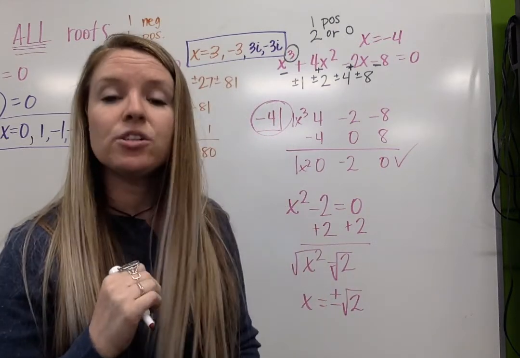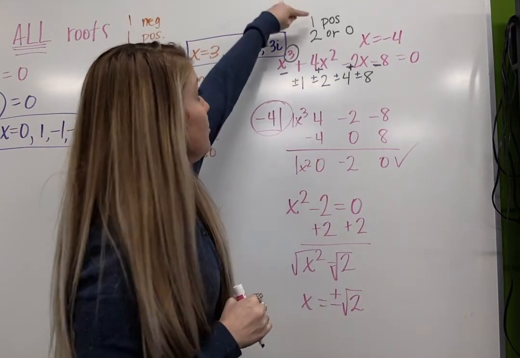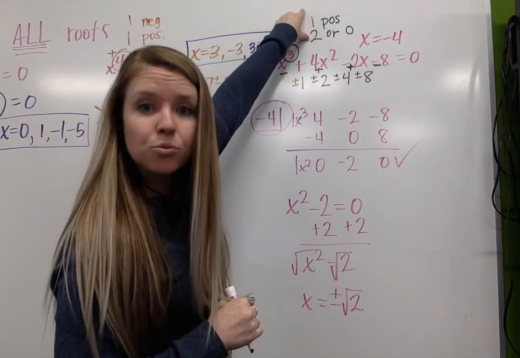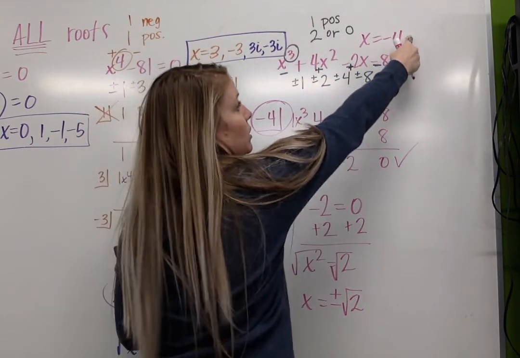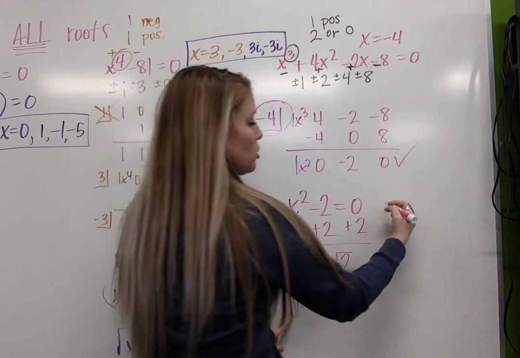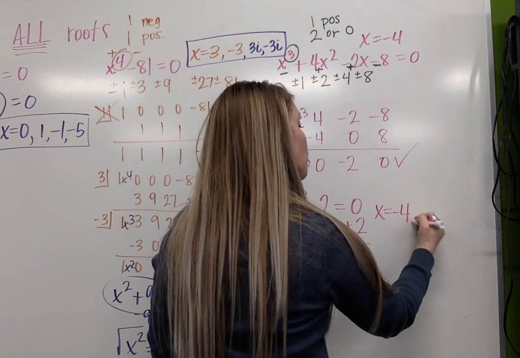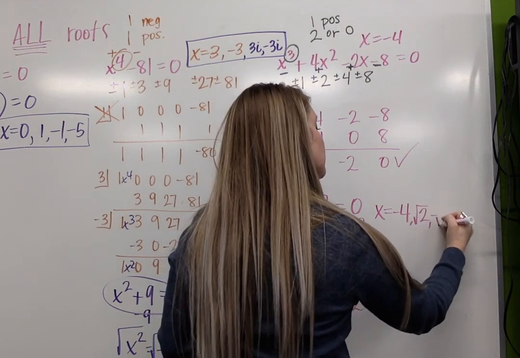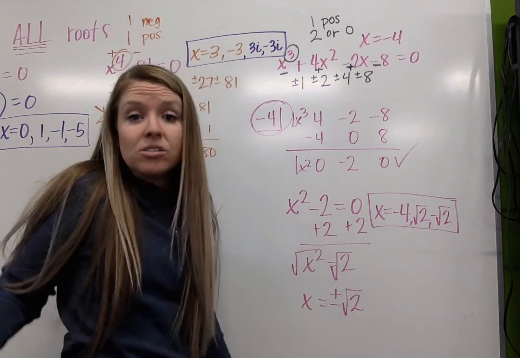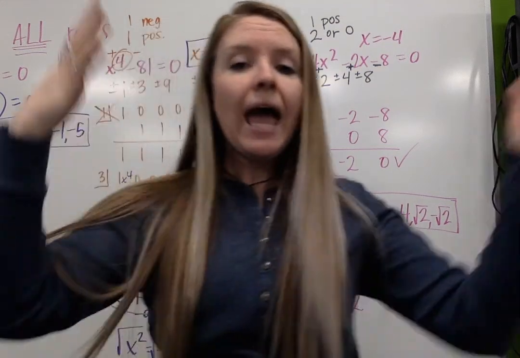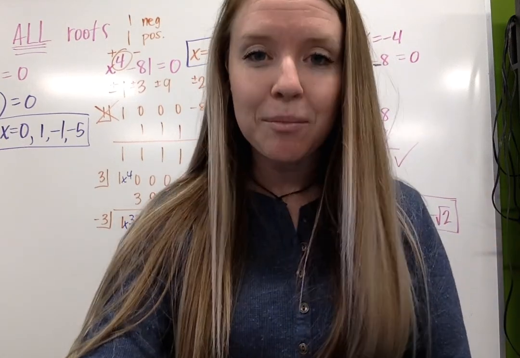My last two answers are irrational. One is positive, one is negative, which fulfills my Descartes' rule. I have one positive answer, 2 negative answers, because we're including that -4. So my answers are x equals -4, positive root 2, and negative root 2. Now we can solve for all our roots as we're building our polynomial solutions. Okay? Good luck. Email me with questions.